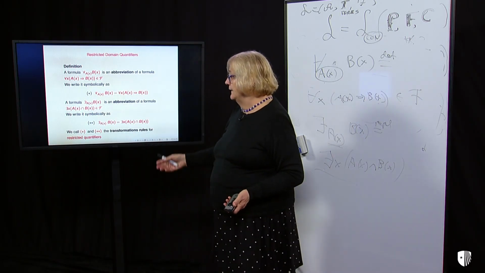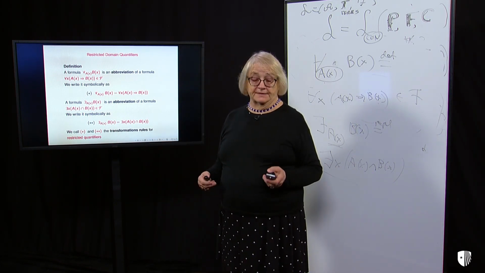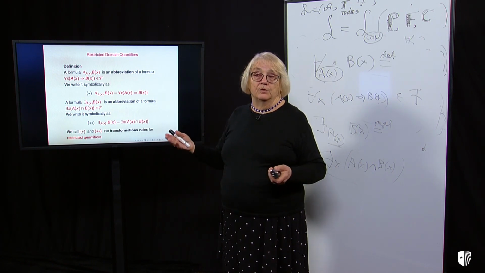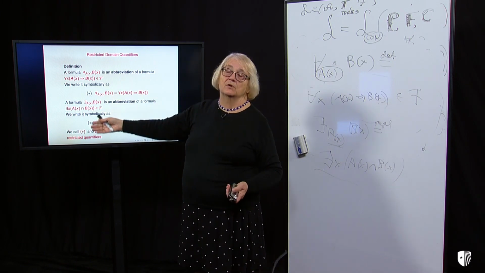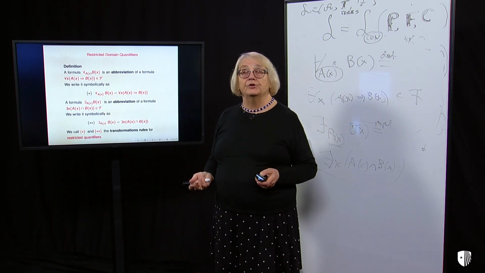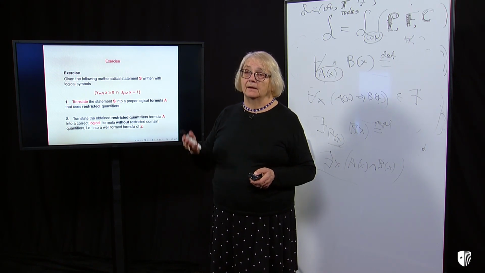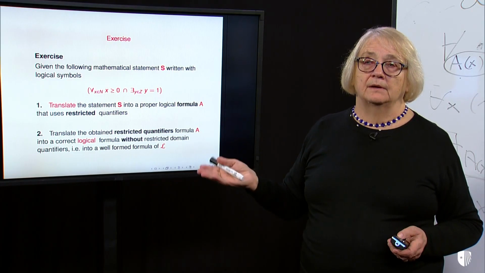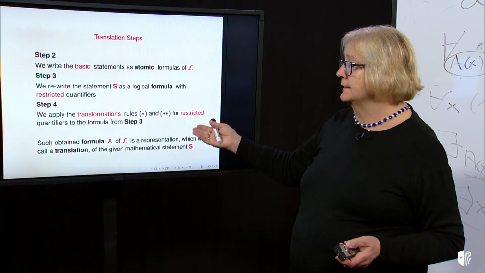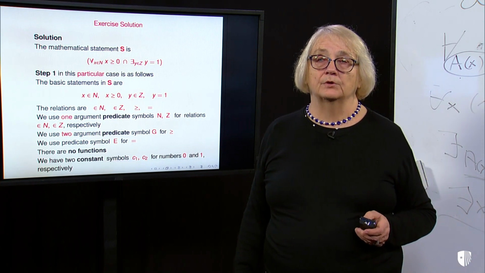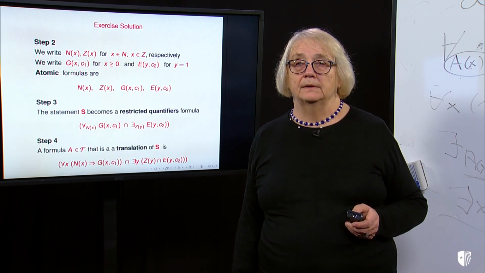You have two rules, called transformation rules for restricted domain quantifiers, and we use them to prove whether any formula with a restricted domain is tautological or not, and which are the laws of restricted domain quantifiers. And you have different exercises on how to translate. That was all we did in chapter 2, so I'm not going to go through it in detail.